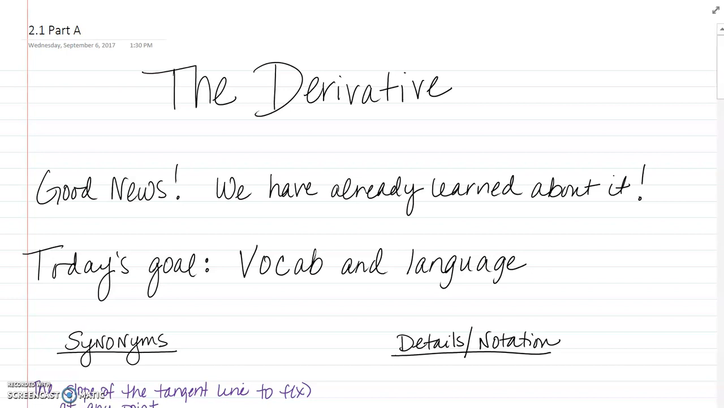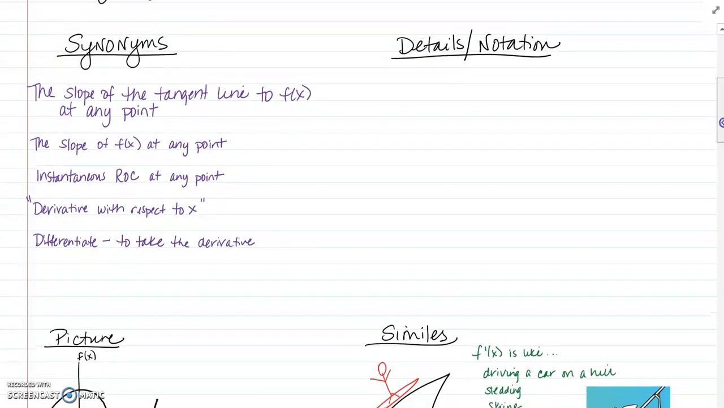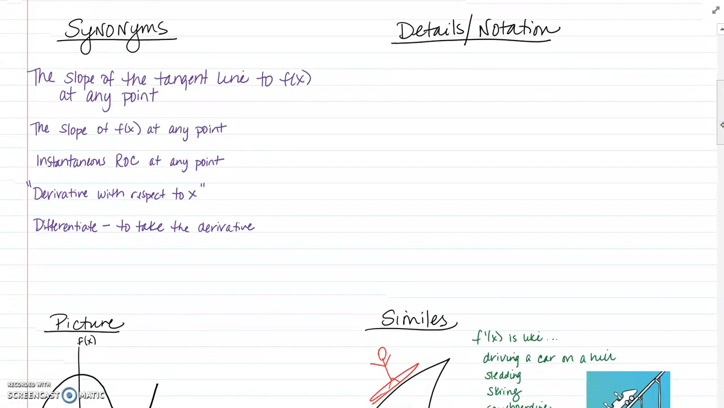So the derivative is synonymous with a few different things. So that's what you'll see over here on the left side. It's synonymous with the slope of the tangent line to f of x at any point, or sometimes we say the slope of f of x at any point. We also use instantaneous rate of change at any point. We might also say derivative with respect to x. We might also use the verb differentiate, and that means to take the derivative.